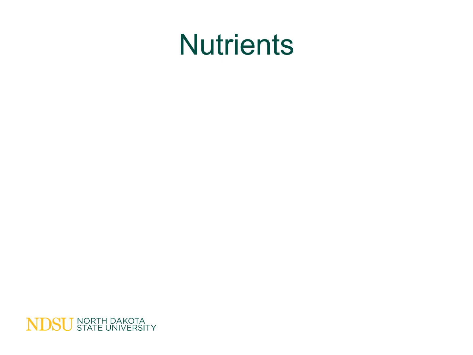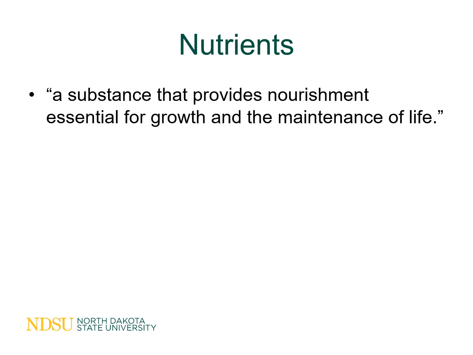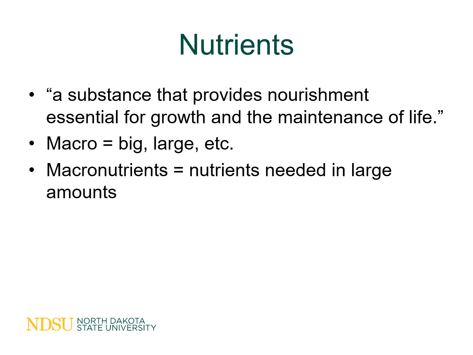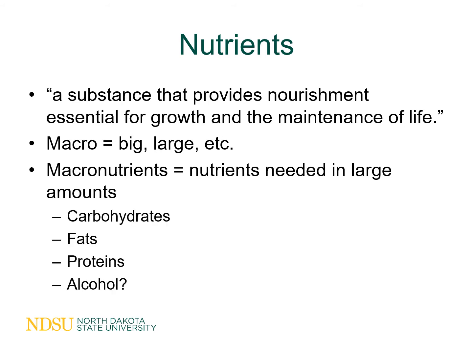Nutrients, on that note, are substances or chemicals that provide nourishment that's essential for the growth and maintenance of life. Macro, of course, means big, large, great, etc. So therefore, macronutrients are nutrients we need in large amounts. There are three certainly macronutrients and arguably four. They're carbohydrates, fats, proteins, and alcohol. Of course, it's the essential aspect of this that makes alcohol questionable, but we'll talk about that a little bit later.